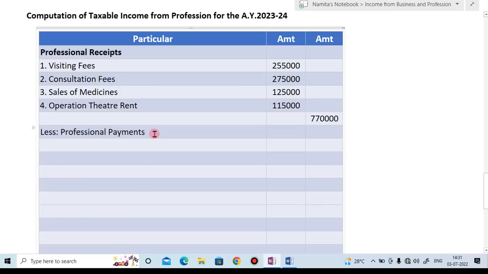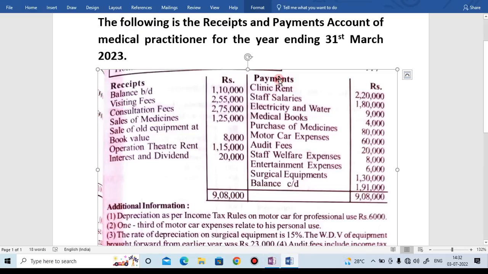Professional payments means the payments which are related to the profession. Now this example is related to hospital, or the medical field. So whatever payments are made related to the medical field, we have to reduce, that will come under the professional payments. Now professional payments you will get from the payment side.